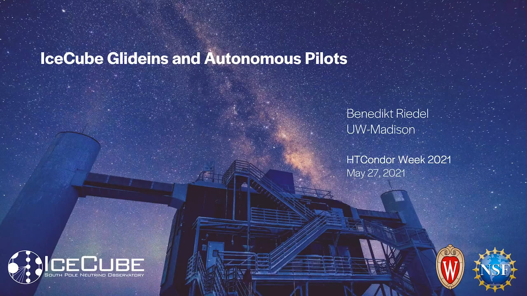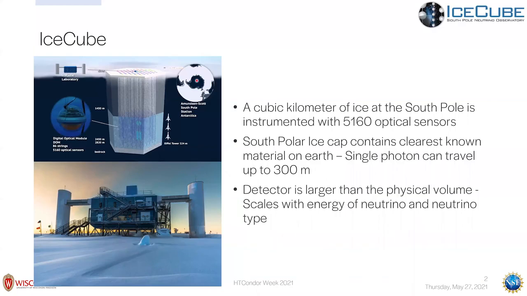So I'm going to briefly talk about how IceCube does its scope or creates this global grid, but also give some context of what we're doing and why we're doing this. So to first order, what is IceCube? IceCube is a neutrino observatory at the South Pole.